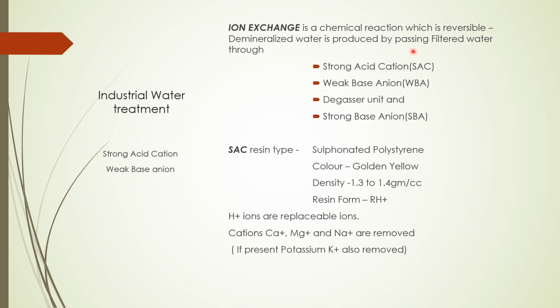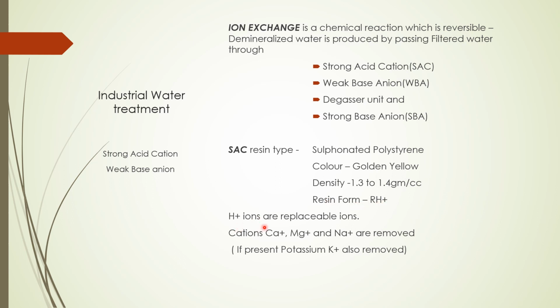Demineralized water is produced by passing filtered water through strong acid cation SAC, weak base anion WBA, degasser unit, and then strong base anion SBA. SAC resin type is sulfonated polystyrene and the color is golden yellow. The density of the SAC resin is 1.3 to 1.4 gram per cc and the resin form is RH plus.